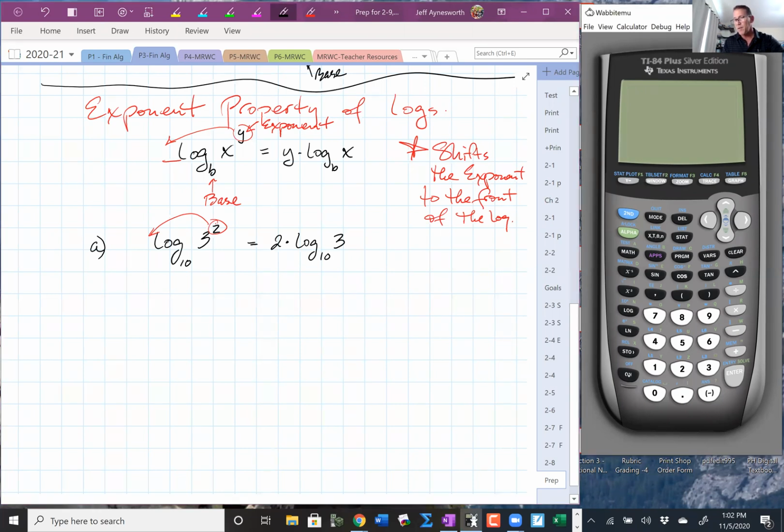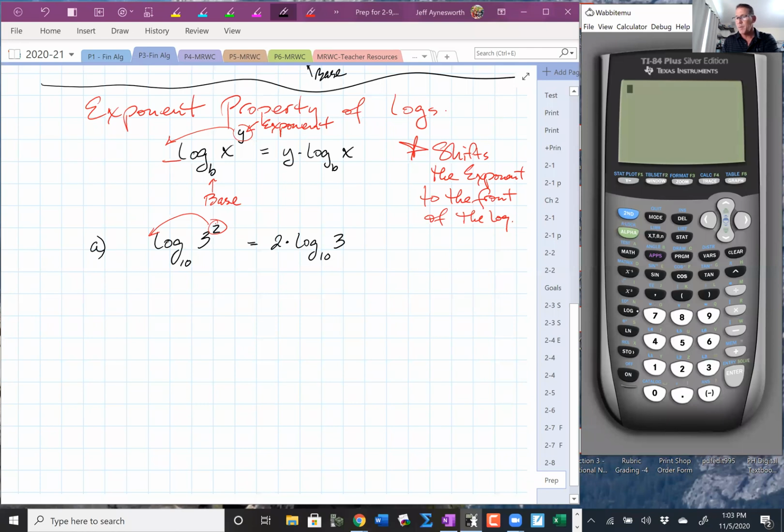So everybody get your TI-84, or you can use Desmos, either one. I'll do it both ways, because you guys are going to have to use Desmos as well, because I know that not everybody has the TI-84 handy. So I'll do it both, because I need to make sure everybody's good here.